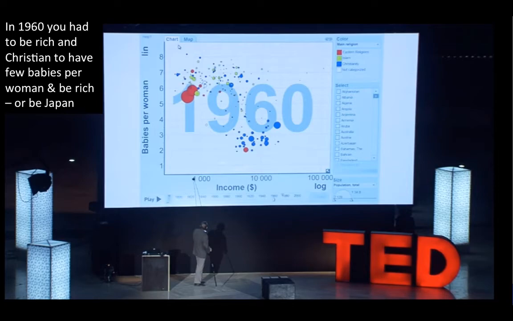So 2 sets of fairly robust data. The babies per woman is census data. It's pretty good. The income, a lot of people spend a lot of money trying to get this income data right. And what he shows in 1960 is that only countries that were Christian and rich had few babies per woman, plus Japan. Japan was the exception. Otherwise, there was a divide between Christian countries that were rich and the rest of the world. Although, if you look at the top, the countries who had lots of babies, 6, 7, 8 babies per woman, there's a lot of blue circles up there. So there were Christian countries and Eastern religions and Muslim countries.